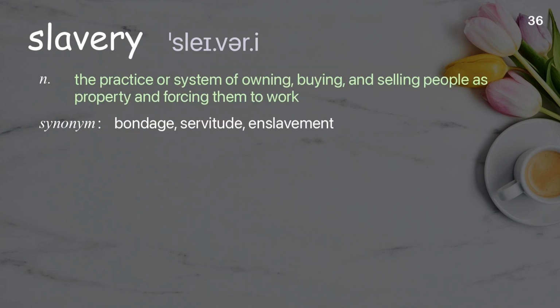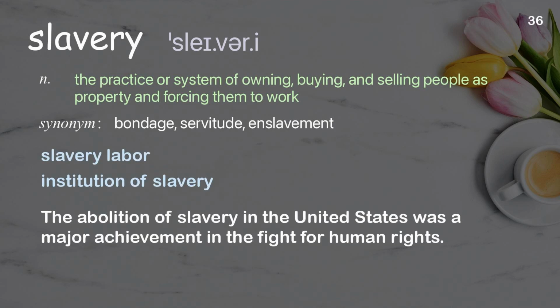Slavery. The practice or system of owning, buying, and selling people as property and forcing them to work. Examples: slavery labor. Institution of slavery. The abolition of slavery in the United States was a major achievement in the fight for human rights.